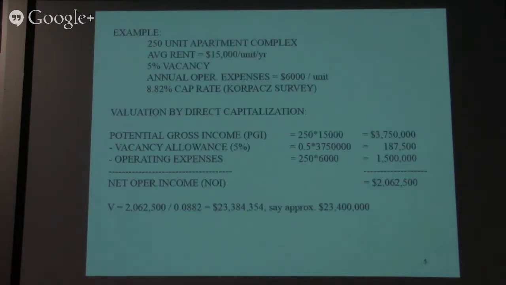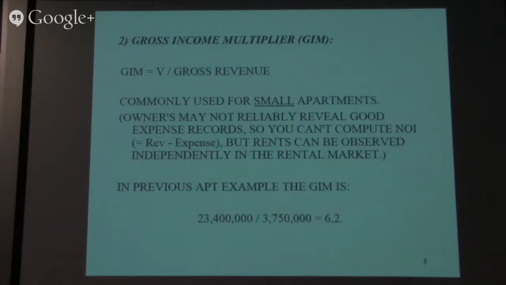So, this is just a numerical example of how you apply the cap rate. There's an even simpler, grosser ratio method of valuing properties, which is not even to base it on the net income, the NOI, but actually the gross revenue, or the GIM, the gross income multiplier. You're only going to use this to value properties where you really don't have much data. You can't even reliably observe the net operating income of the property.